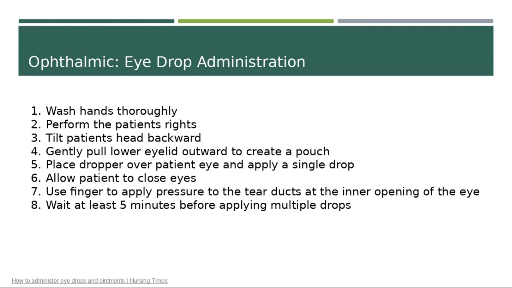You'll pull the lower eyelid outward and create a pouch. And then you're going to place the dropper over the patient's eye, but not touching the patient's eye. And you're going to administer the drop into their eye. You want to allow the patient to close their eyes for at least 1 or 2 minutes, and they can roll their eyes around to distribute the eye drop around their eye. And then you can use your finger to apply pressure to the tear ducts in the inner opening of the eye to decrease systemic effects.